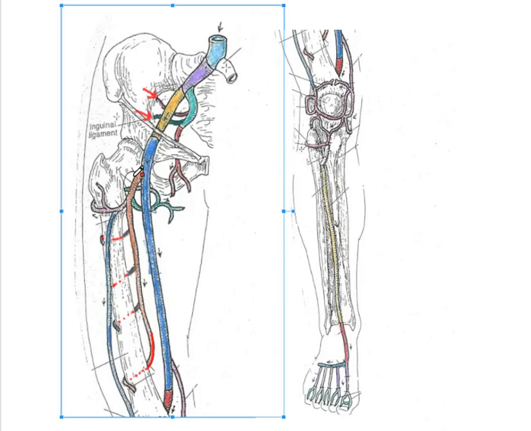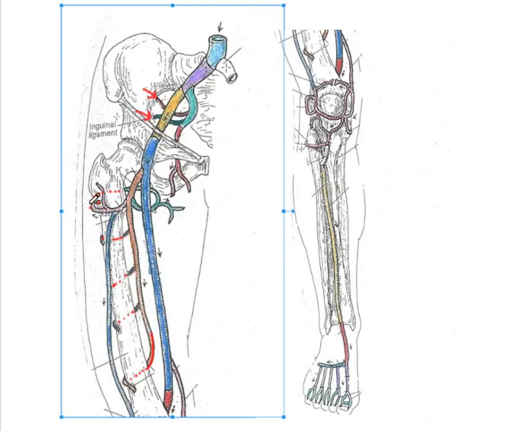Okay, branching off of that profunda femoris, you're going to have what's called the lateral circumflex branch and the medial circumflex branch. So this green is the medial circumflex, and then this is the lateral circumflex. Now, it's going to kind of follow back behind here, and again, we had these also in the arm. We had a circumflex there as well.